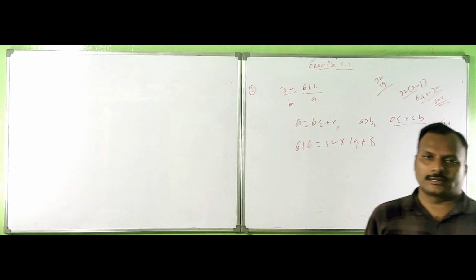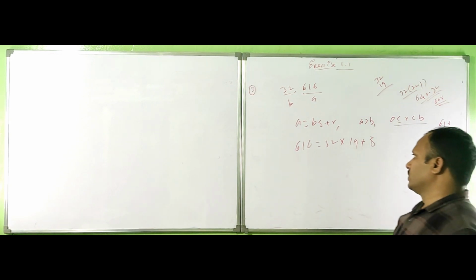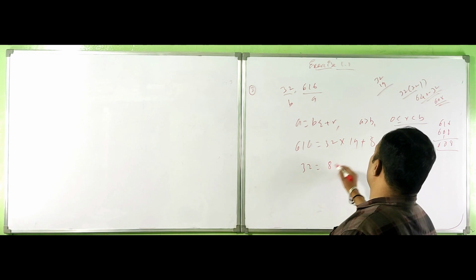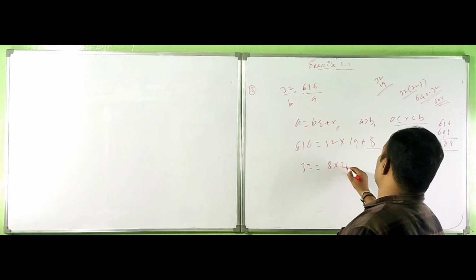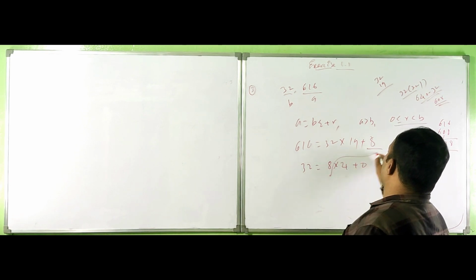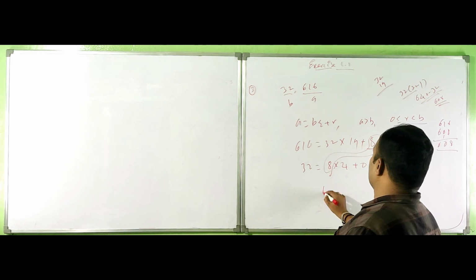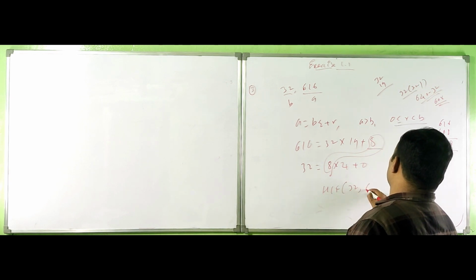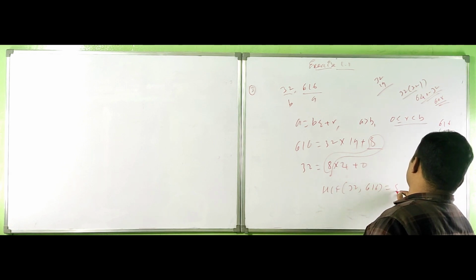Here the remainder is still greater than 0. So again, 32 is equal to 8 multiples of 8, 8 into 4 plus 0. So 8 is the HCF. HCF of 32 and 616 is equal to 8.